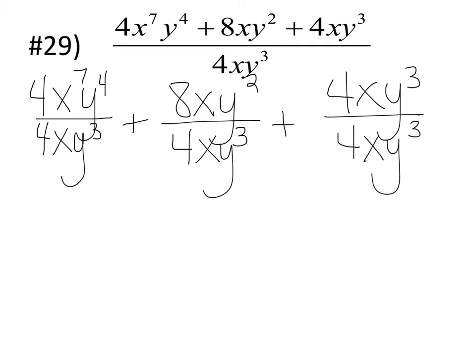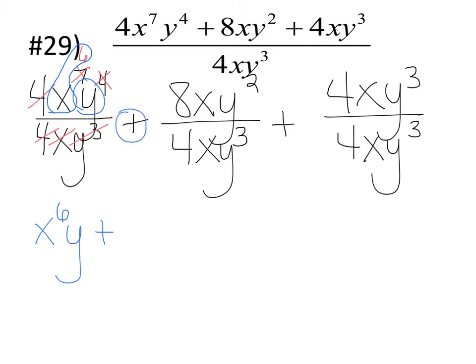Okay, so let's see what cancels. We've got 4 and 4. This x cancels one of these x's, making it a 6. These y's cancel all but one of those y's. So what's left? An x to the 6th and a y. So you can go ahead and write that if you want.